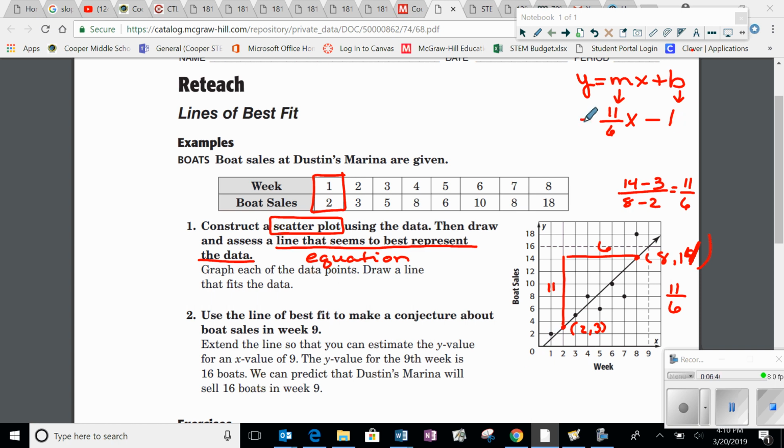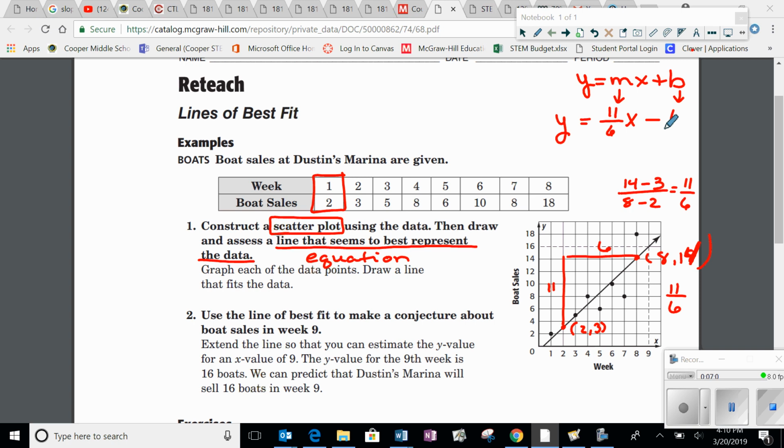We're going to estimate that to be a negative 1. So there's my equation. We plotted the points, we estimated a line that we think is a good line of best fit, and then we wrote the equation of that line by finding the slope and finding the y-intercept.